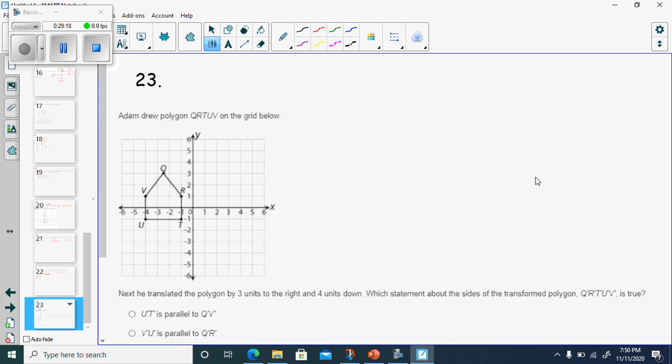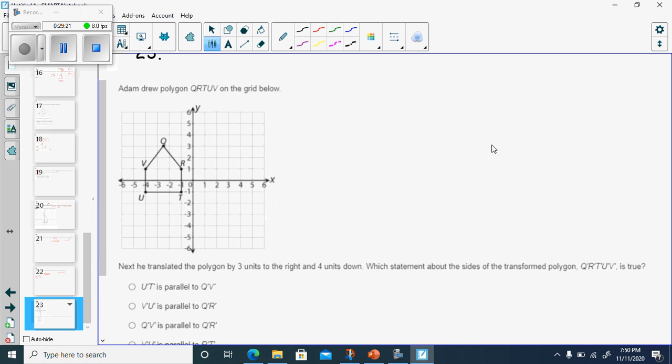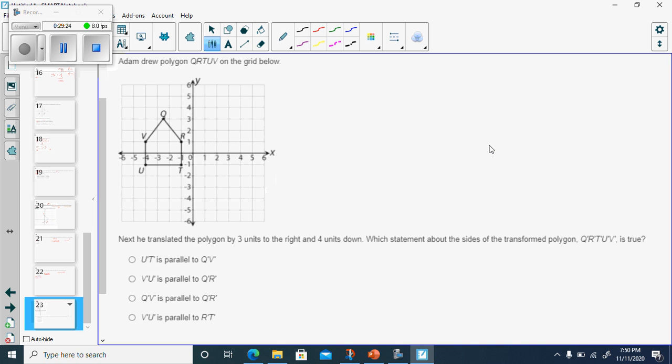And then 23. Andrew drew this polygon on the grid below. Next, he translated it 3 units to the right and 4 units down. Which statement about the sides of the transformed polygon is true? Well, if you did all of this to it, they're talking about the lines that will be parallel. If I start with these 2 lines that are parallel, when I get finished, those lines will be parallel. So we're looking at UV and RT. U prime V prime is parallel to R prime T prime. There's our answer.